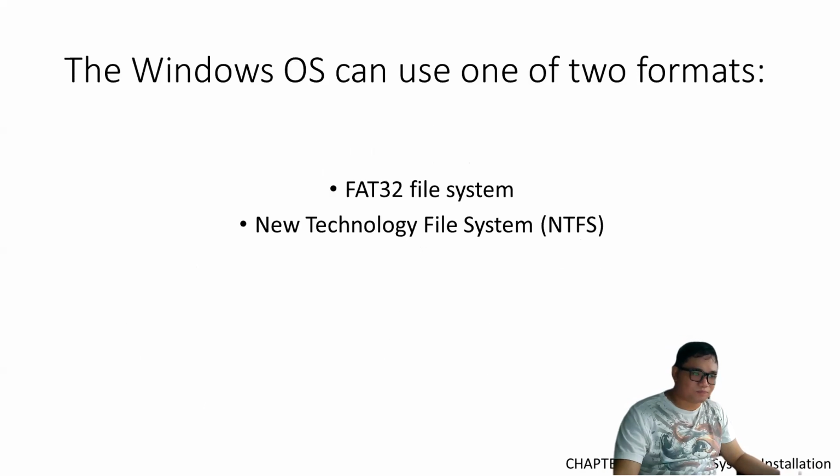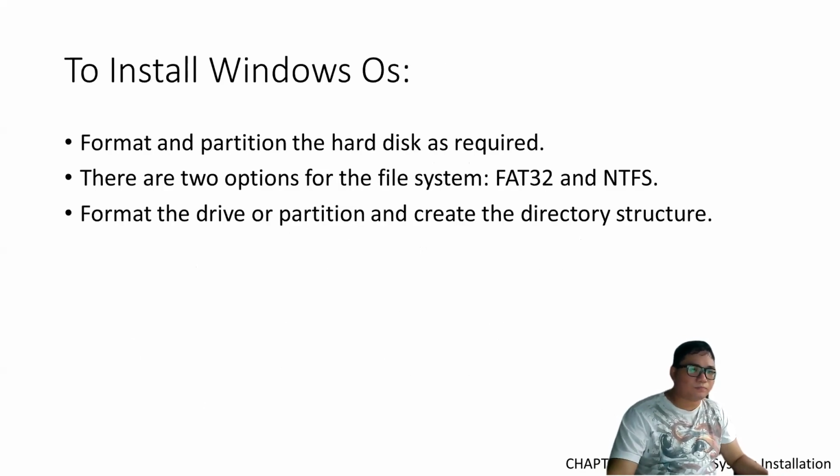Unang-una, the Windows operating system can use 2 formats. Una, the FAT32 file system, which is addressable by 32-bit. Then we have the New Technology File System commonly used right now, or the NTFS. To install the Windows operating system, we need to format the partition and hard disk which are required. Okay, dapat may hard disk. There are 2 options for the file system, FAT32 and NTFS. So format the drive or partition and create the directory structure.